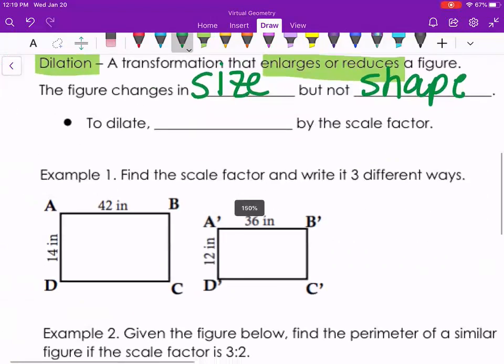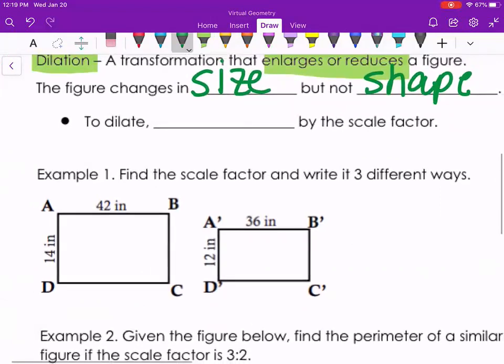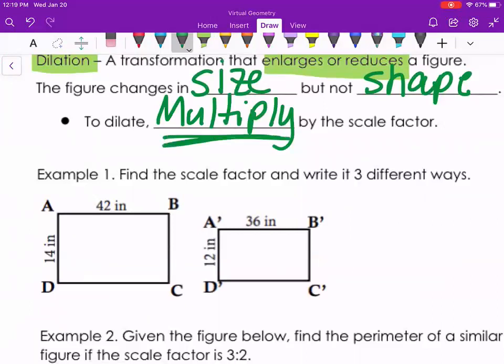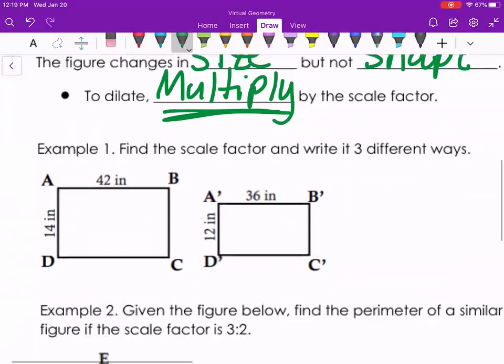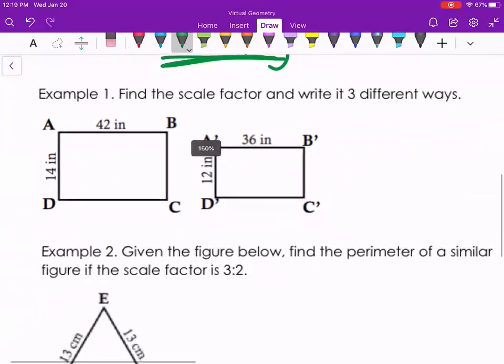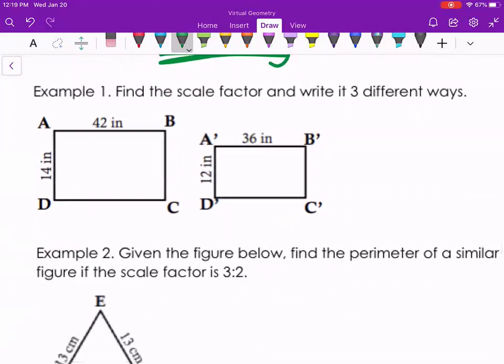Now, when we start using our scale factors and dilating shapes, we're going to be multiplying by the scale factor. That's our clue here. Scale factors do a lot of multiplication. So let's look at our first example and see how we can find the scale factor. Example 1: find the scale factor and write it 3 different ways. Let's look at the 2 shapes. First I need to figure out which one is the old, which one is the new.